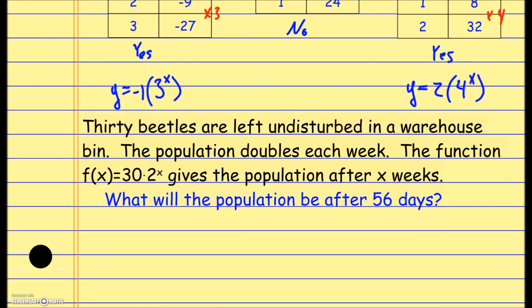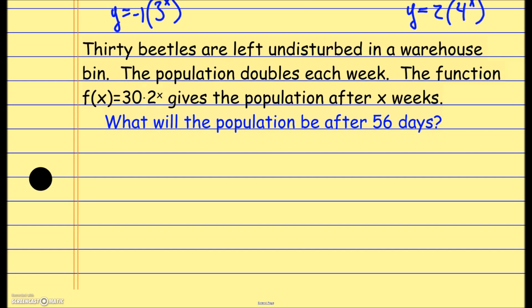In the last example we have here, just a quick word problem, it says that we have 30 beetles left undisturbed in a warehouse bin. So we've got some beetles, and they're going to go ahead and multiply while they're stored in that bin. We're going to have an infestation of beetles here, but the population doubles each week. So it models the function f of x equals 30 times 2 to the x.